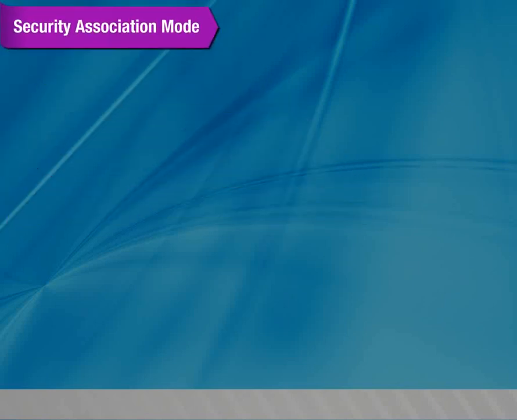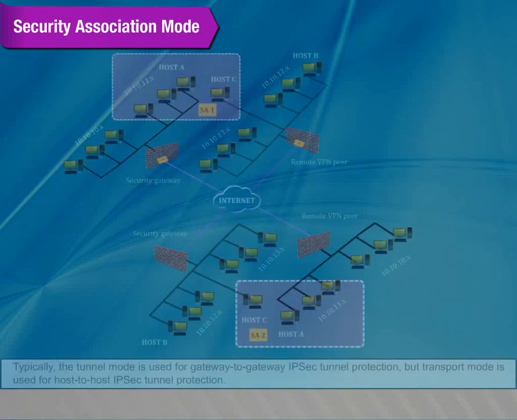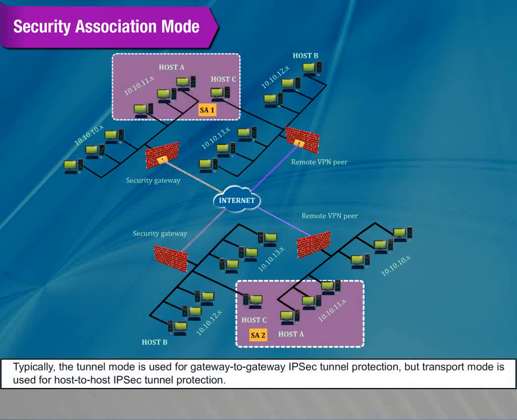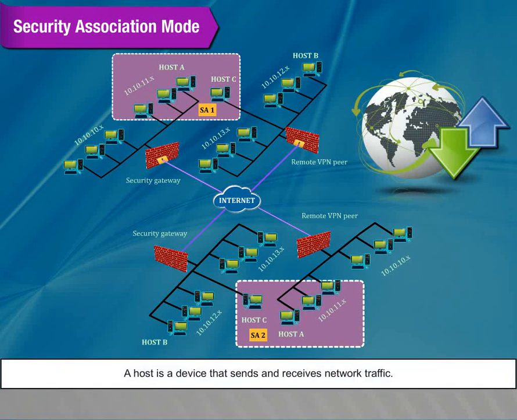Security Association Mode. SAs operate using modes. A mode is the method in which the IPsec protocol is applied to the packet. IPsec can be used in tunnel mode or transport mode. Typically, tunnel mode is used for gateway-to-gateway IPsec tunnel protection, but transport mode is used for host-to-host IPsec tunnel protection. A gateway is a device that monitors and manages incoming and outgoing network traffic and routes the traffic accordingly. A host is a device that sends and receives network traffic.